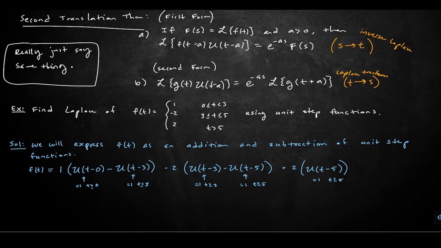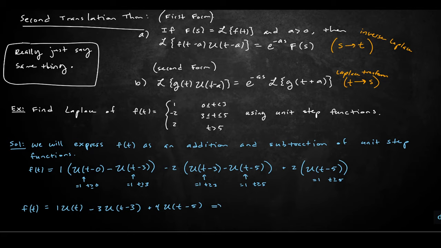And now what we can do is just we can combine these based on their unit step functions. So that's 1 times u of t minus 1 minus 2 would be minus 3 u of t minus 3. See, plus 2 would be plus 4 u of t minus 5. So just collecting like terms in terms of the unit step functions. And now I just have to take the Laplace of this combination of unit step functions.